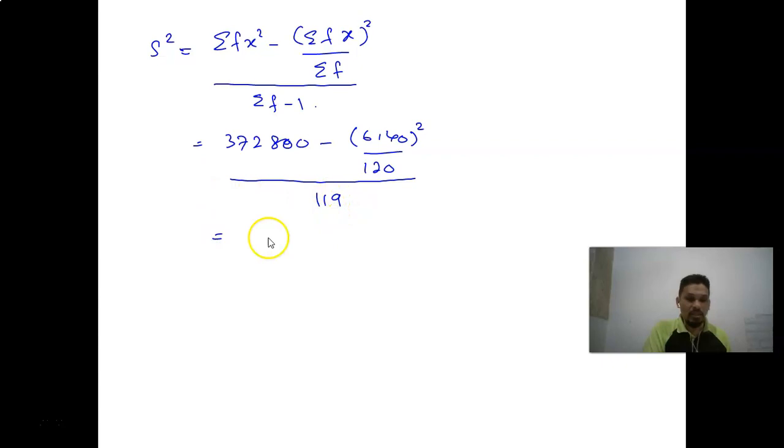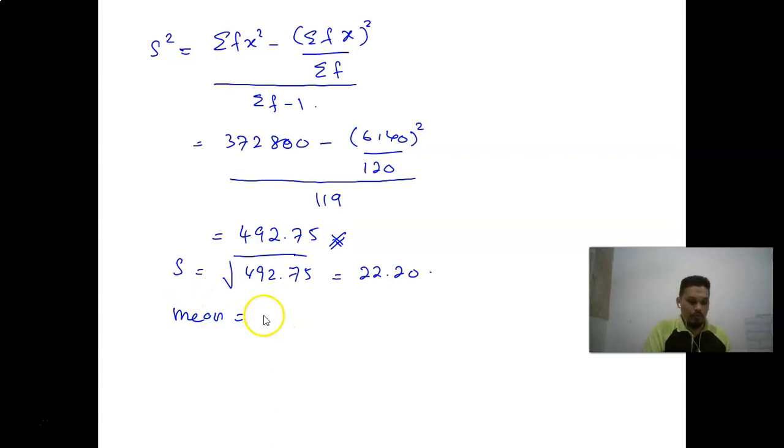Okay, use a calculator and this will give you 492.75. And the standard deviation equals the square root of the variance, the square root of 492.75, which is 22.20. Look at it here now, where the mean equals 51.17 and the standard deviation is 22.20. So we're going to come up with a conclusion. We look at this standard deviation and mean.